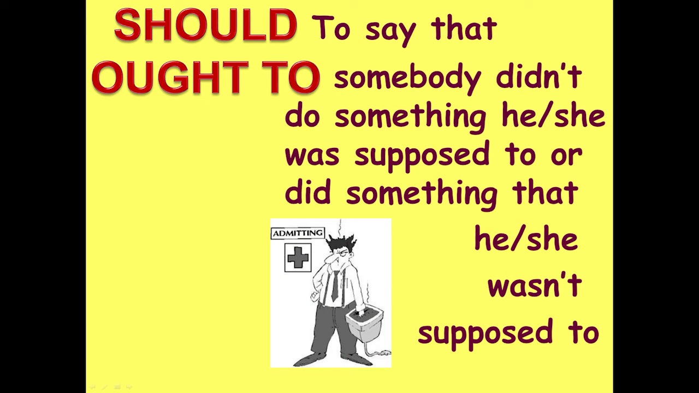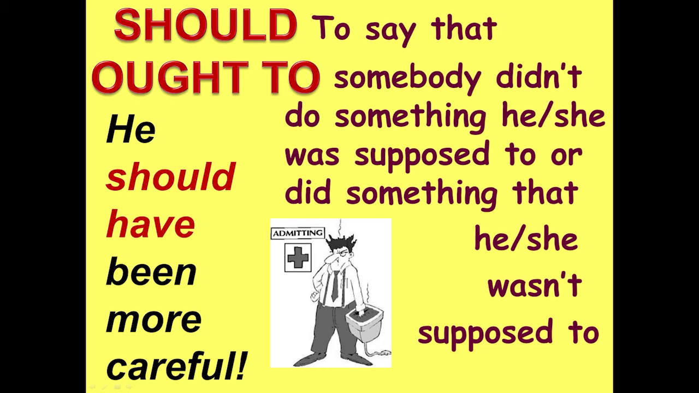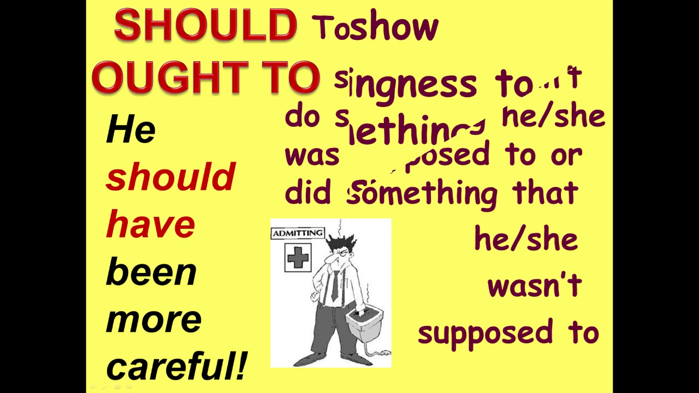Should and ought to. Well, that was the one we started with when we started talking about perfect modals. So these two, should and ought to, are used to say that somebody didn't do something he or she was supposed to, or did something that he or she wasn't supposed to. There is a certain regret there. He should have been more careful. Now we understand he wasn't careful. Look at the picture. He should have been more careful, but he wasn't.